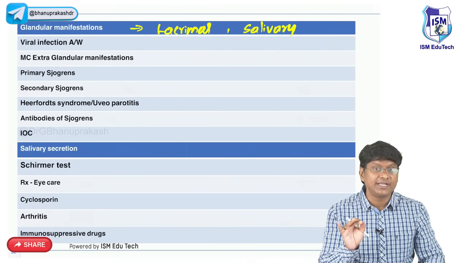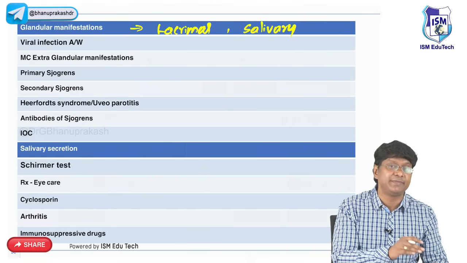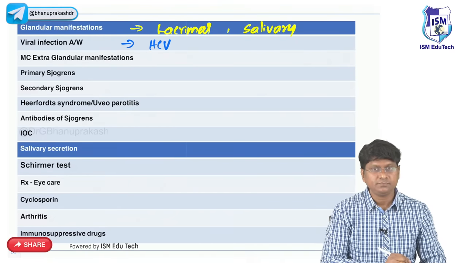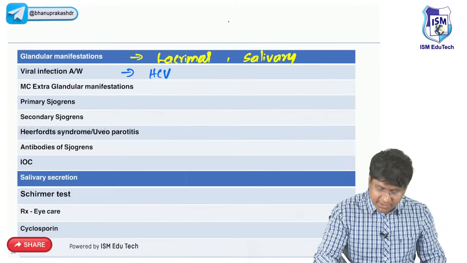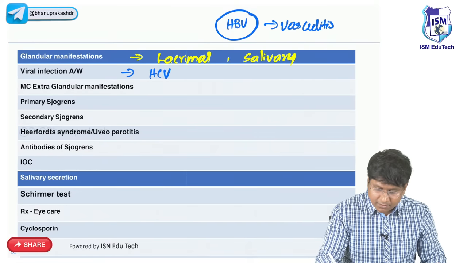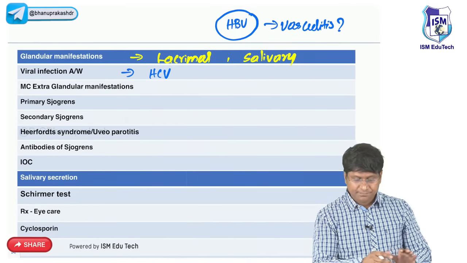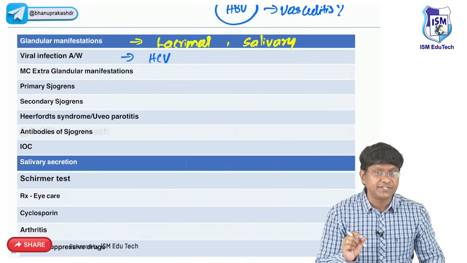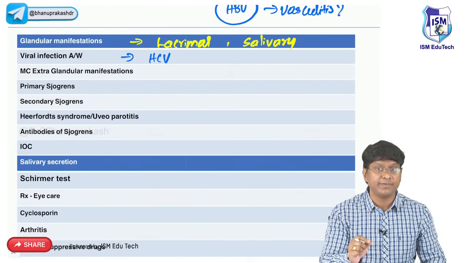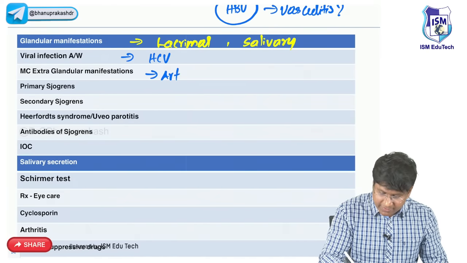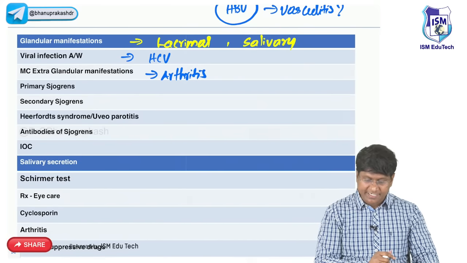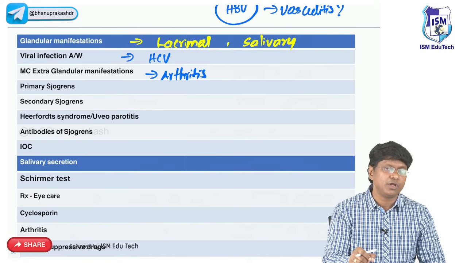Now, very important: what is the viral infection associated with the development of Sjögren syndrome? The viral infection is HCV infection. What about HBV? Just now we discussed hepatitis B virus. It is associated with which form of vasculitis? You answer this. Yes, it is polyarteritis nodosa, where you have the association of hepatitis B virus. Very good, Monica and Himanshu. Now, if the question is asked about extraglandular involvement, what is the most common? The most common extraglandular involvement will be arthritis.